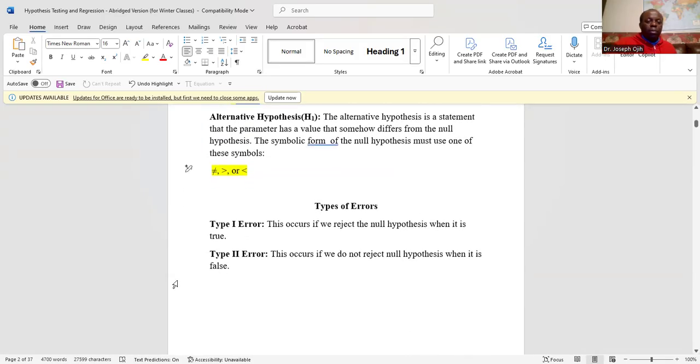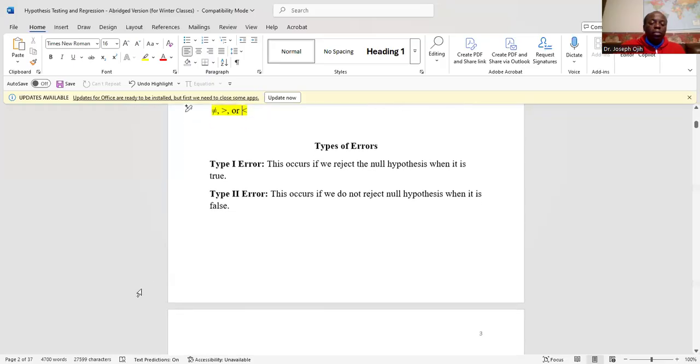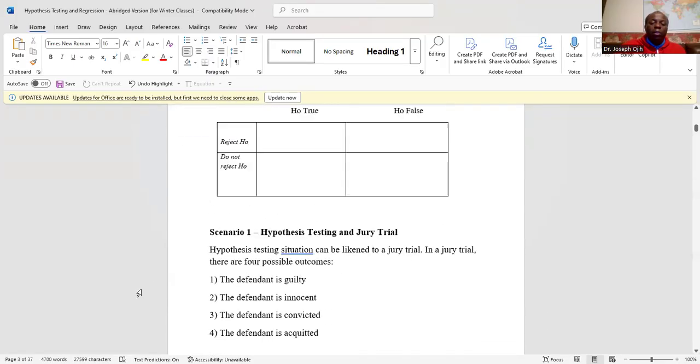At this point, we're about to look at the types of errors that we encounter. There are two types, type 1 and type 2 errors. Type 1 error happens when we reject the null hypothesis that is true. If it's true and we reject it, we have committed a type 1 error. And when it is false and we do not reject it, then we have committed a type 2 error. That's the kind of error that we can encounter.